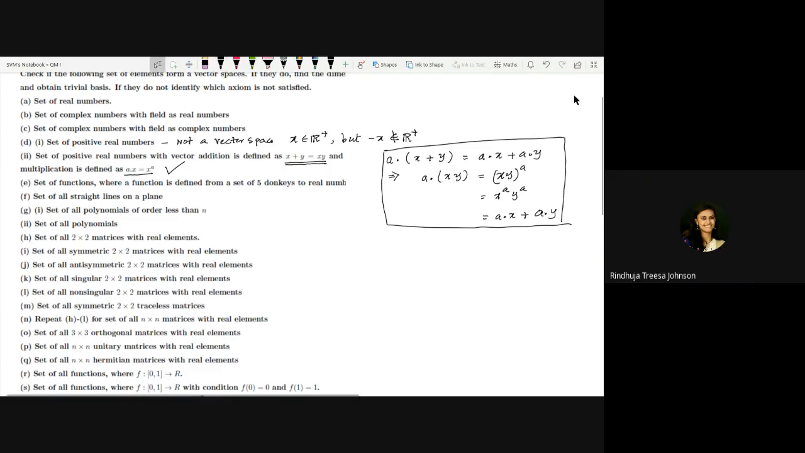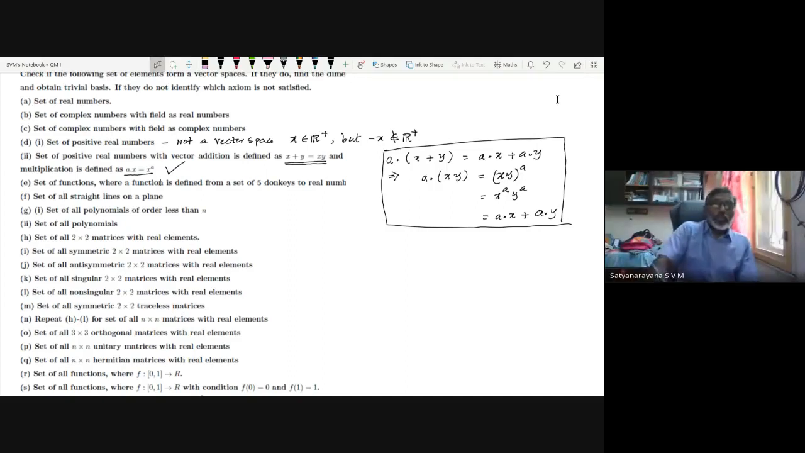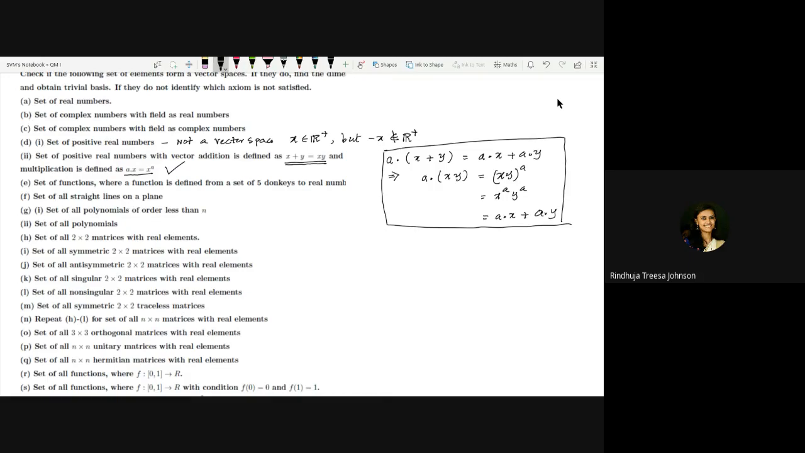Okay. Sir, is 0 involved in this positive real numbers? Otherwise, we can't find an identity for it. Yeah. So when I say R plus, it is including 0. Okay. Okay, sir.